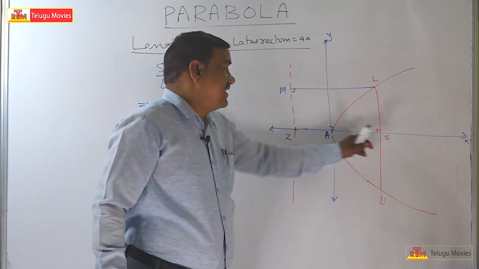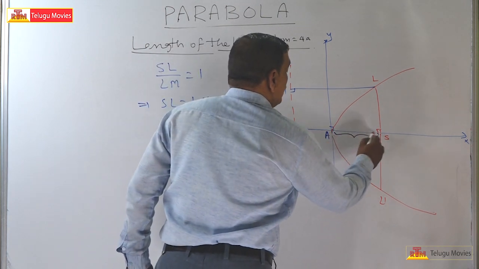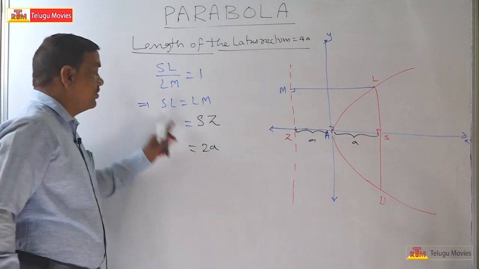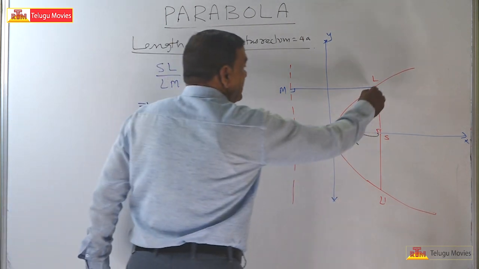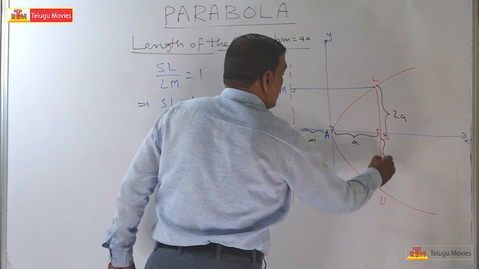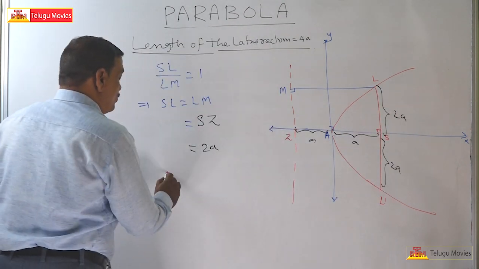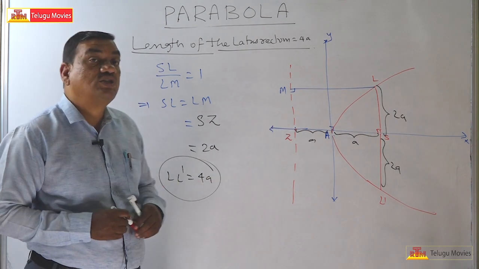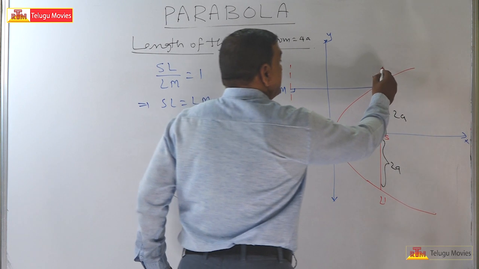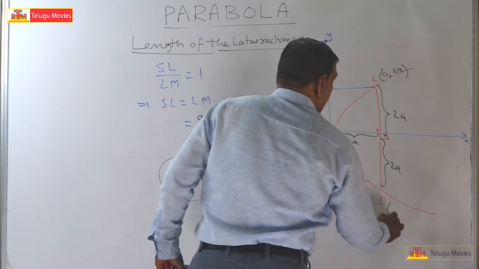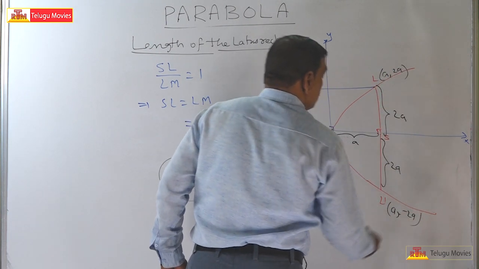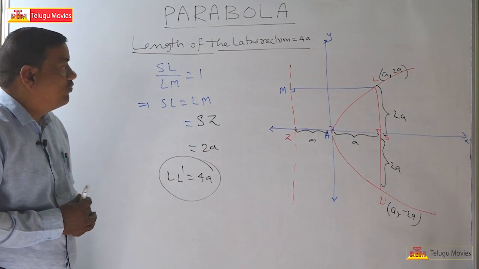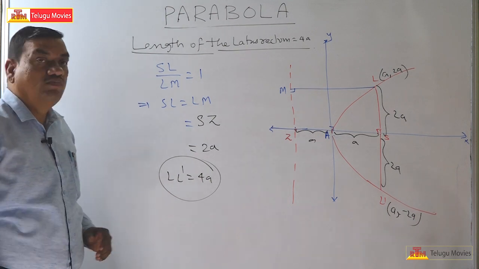Right. SZ length is equal to how much? Already we know this is a and it is also a plus a, 2a. So SL length is equal to 2a. Semi-latus rectum is equal to 2a. This is also 2a, 2a plus 2a, LL dash is equal to 4a. So therefore the length of the latus rectum is 4a. From this we can say that this is (a, 2a), this is (a, minus 2a). Those are the endpoints of the latus rectum. So it is a very, very easy concept that we can derive, that is the length of the latus rectum.